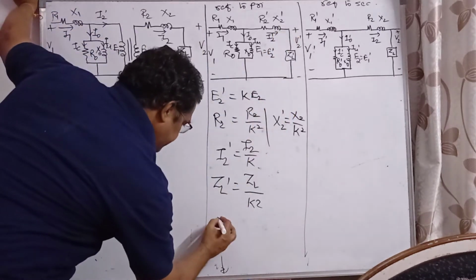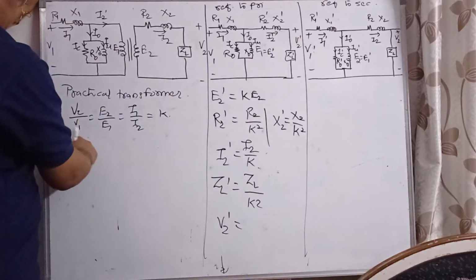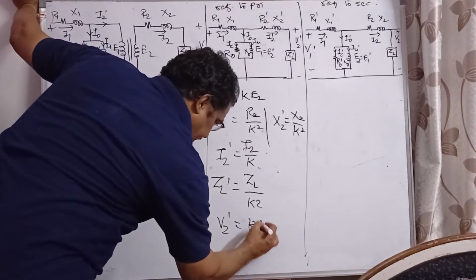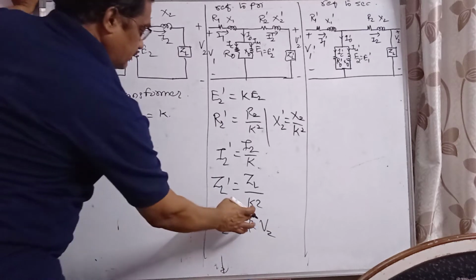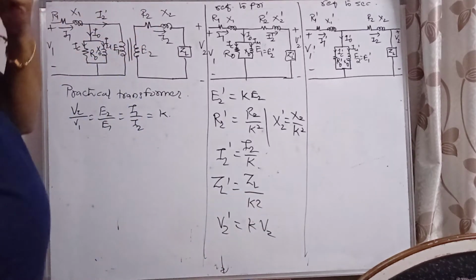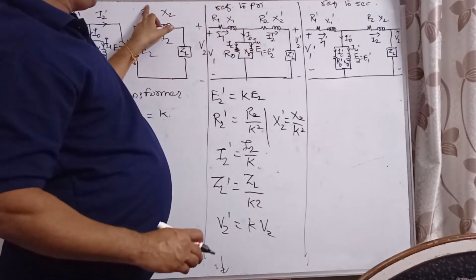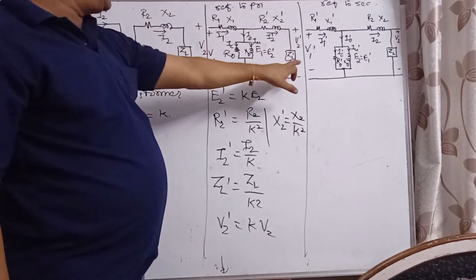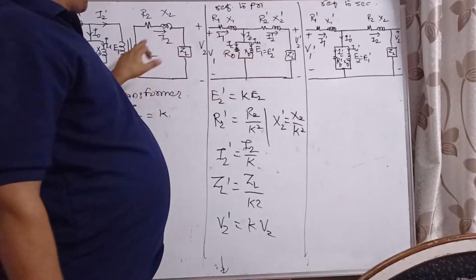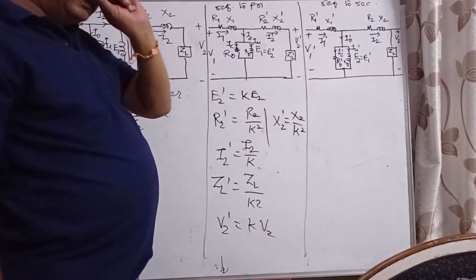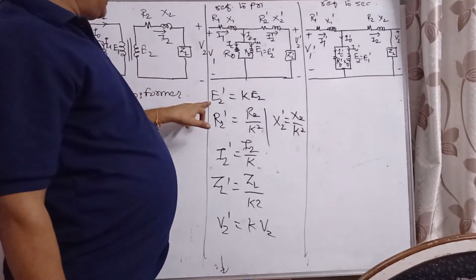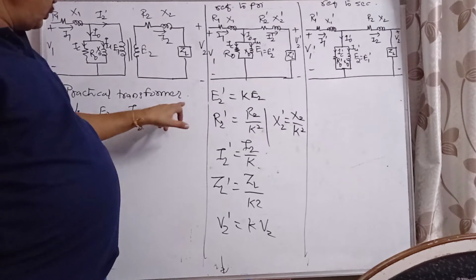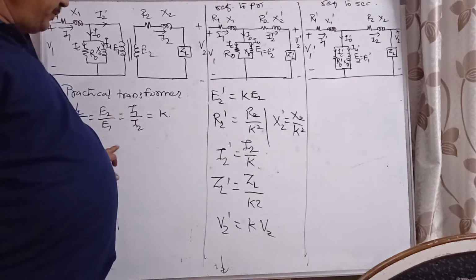And V2 dash, K into V1. So while transferring it to primary, it is K into V2. We have to define R2 dash in terms of R2, X2 dash in terms of X2, V2 dash in terms of V2, ZL dash in terms of ZL, E2 dash in terms of E2, I2 dash in terms of I2. So voltages are multiplied by K, current I2, if we have to calculate I2, this K will be divided.